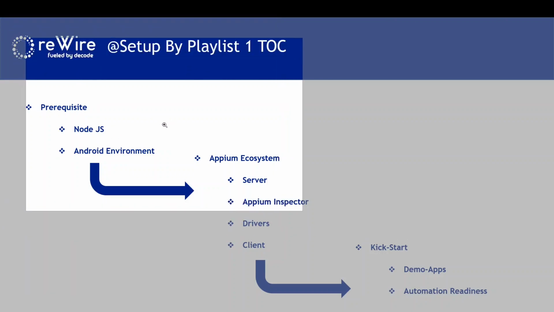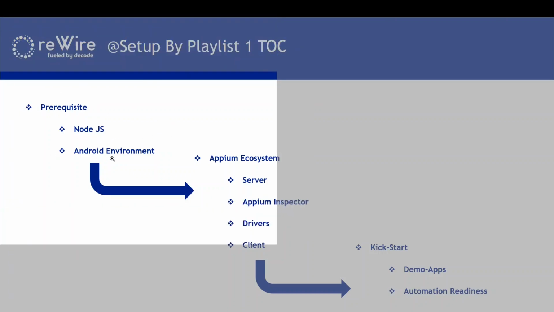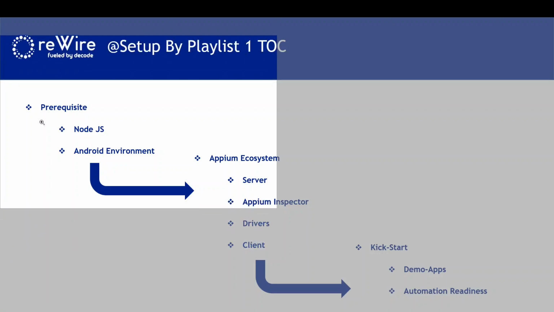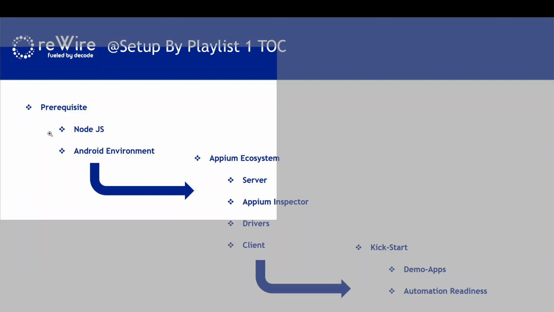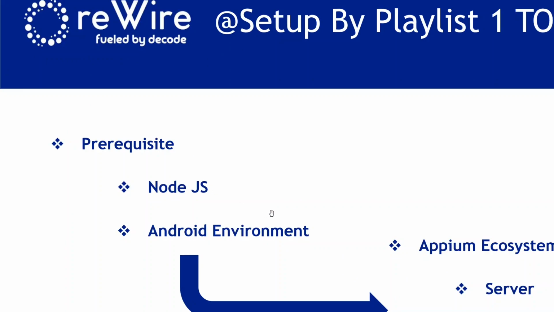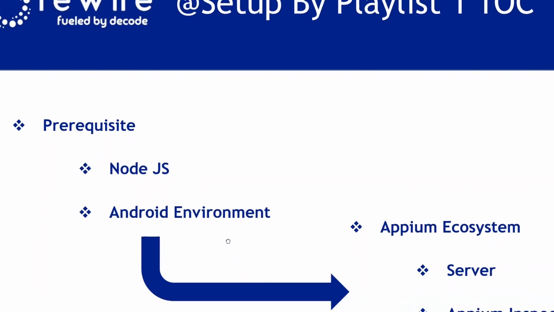So the prerequisite is composed of things, and as part of the prerequisite, I'm going to cover Node.js and the Android environment. In order to run any apps or Appium automation, we have to have this. This is the prerequisite. Without this it is not possible. That's why I named it as a prerequisite.